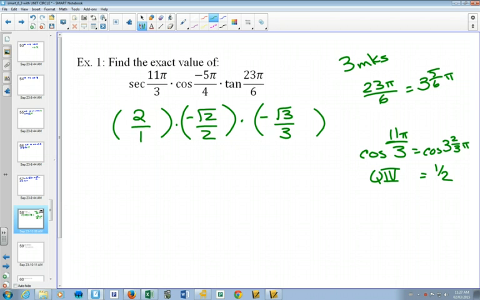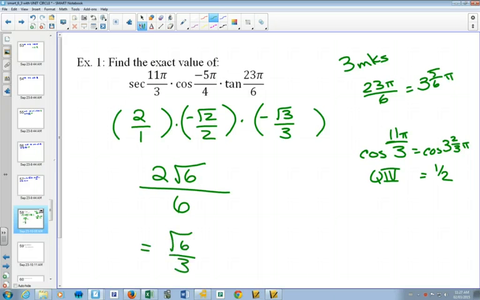Now that you've found each of those, we've got a bunch of fractions multiplied together. You have to remember your fraction rules. How do I multiply fractions? Well, I multiply the tops and I multiply the bottoms. So on the bottom, I'm going to get 1 times 2 times 3 is 6. On the top, a negative times a negative is positive, and you're going to get a 2. And root 2 times root 3, we remember you can multiply radicals, and that's equal to root 6. And finally, when we simplify this, you get root 6 over 3.